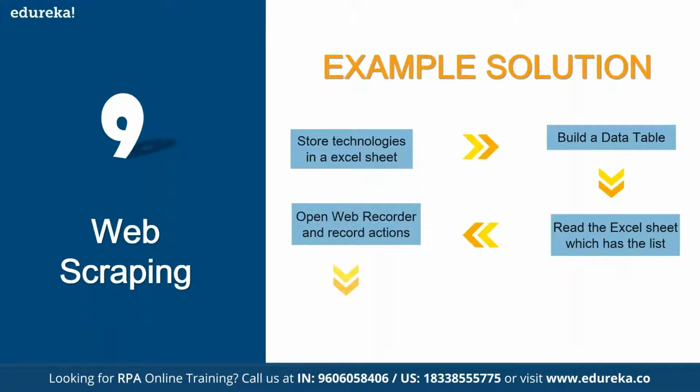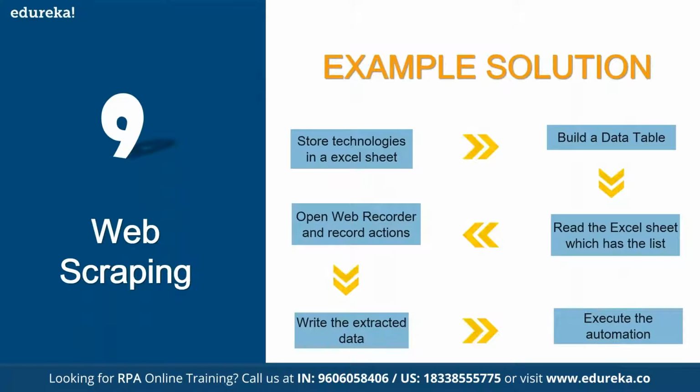Store the technologies that you want to extract the data for in an Excel sheet. Okay, list all the technologies in an Excel sheet. Build a data table. So this is again a technical term that you have in RPA tools. You have to build a data table. Then read all the Excel sheet data. So these stored technologies in the Excel, you have it here, right? Those data will be stored in this data table, and you will read the whole list of technologies that you have.